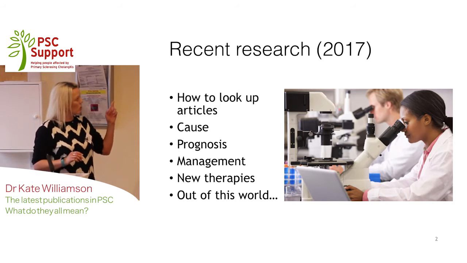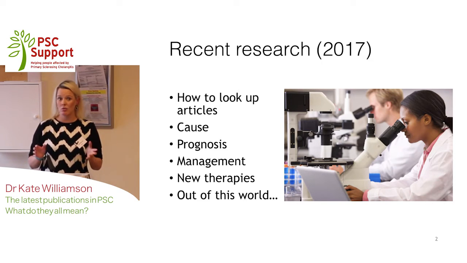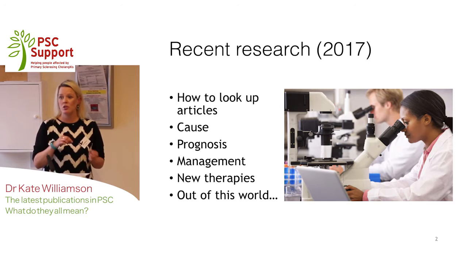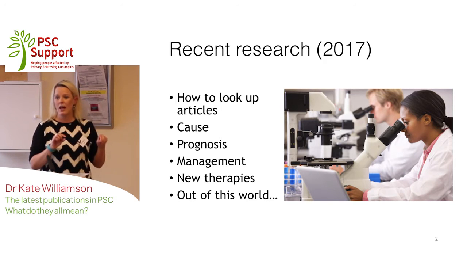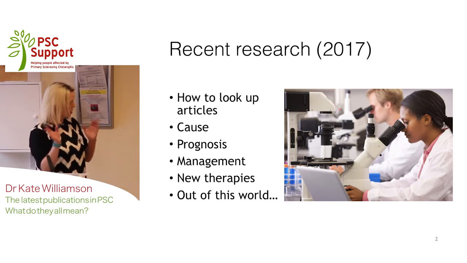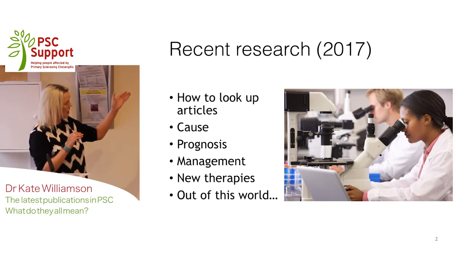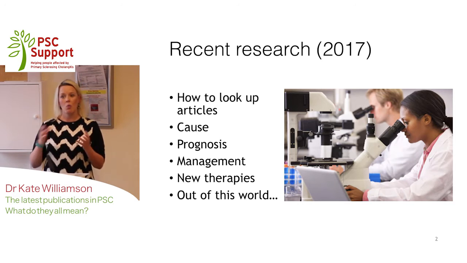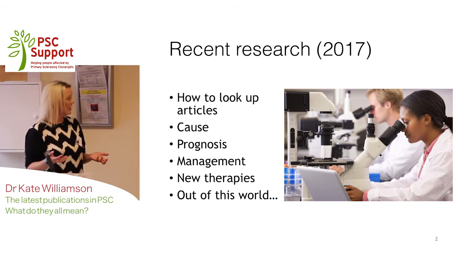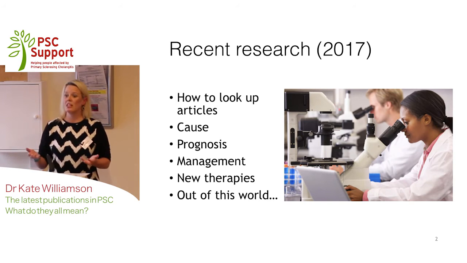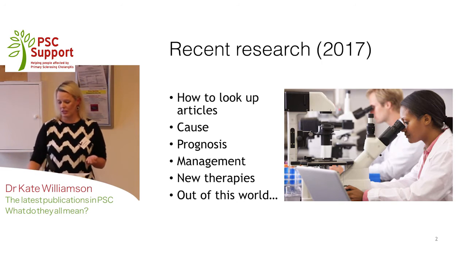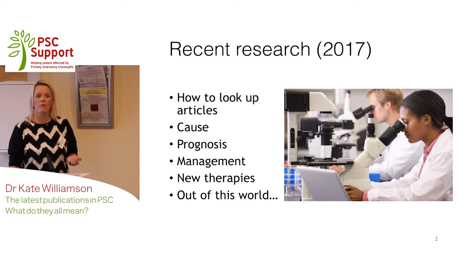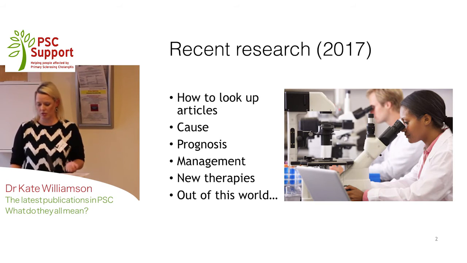So I'm going to talk briefly about how to look up the articles. If you're taking notes or look at this on YouTube later, at the bottom of every slide I'll tell you that in a moment. I'm going to talk about a few studies looking at the cause of PSC, a few looking at ways you can predict prognosis. Some of those merge in with changes in management from the research, as well as probably about 4 or 5 studies on new therapies and the results from that.